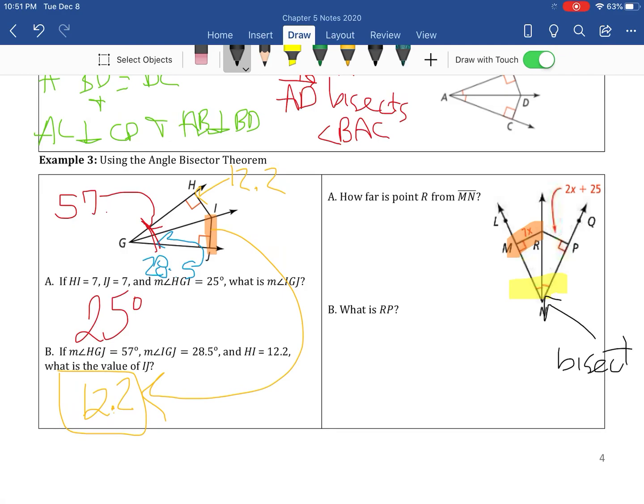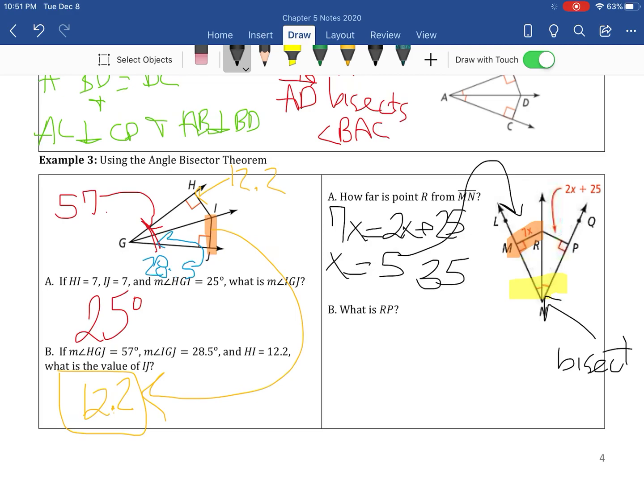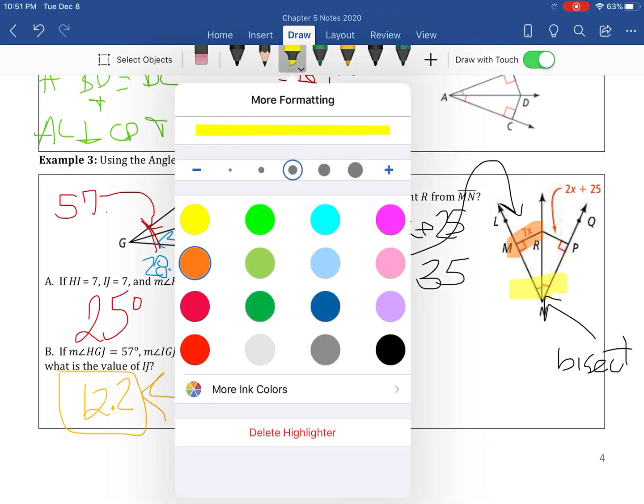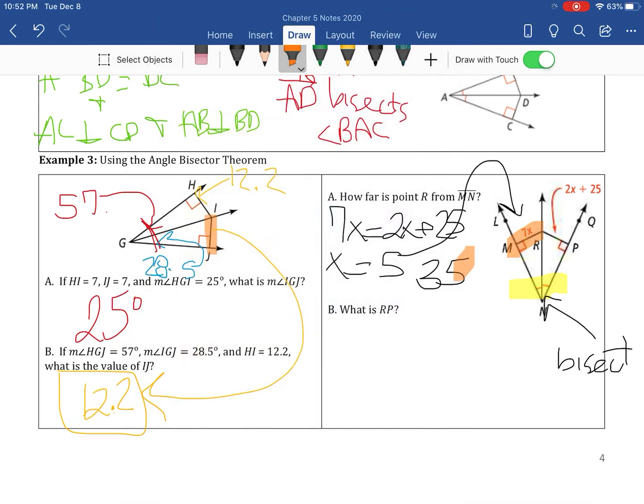So what that means is now that I could set them up. 7x is the same thing as 2x plus 25, and x equals 5. Well, we're still looking for MN, and so that length there, just by plugging in 5 for x, is going to be 35. Excuse me. Just looking for that right there. There it is. That's our final answer, 35 units.